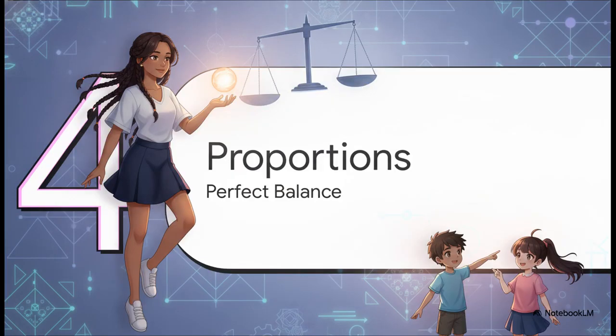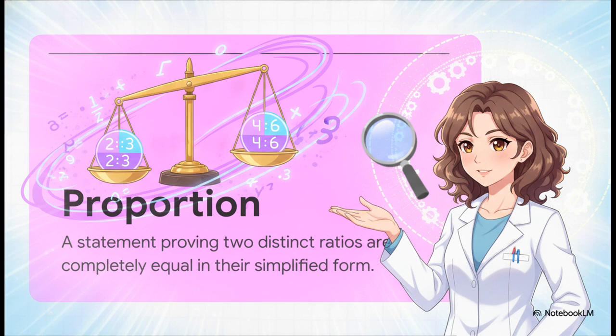That brings us to Section 4, Proportions, Perfect Balance. So what exactly is a proportion? By definition, a proportion is a mathematical statement proving that two distinct ratios are completely equal in their simplified form. We're leveling up here.